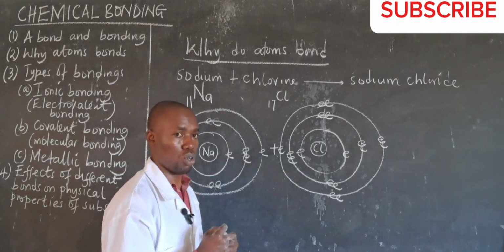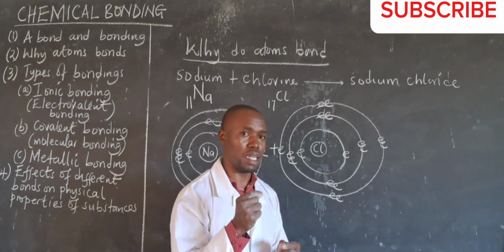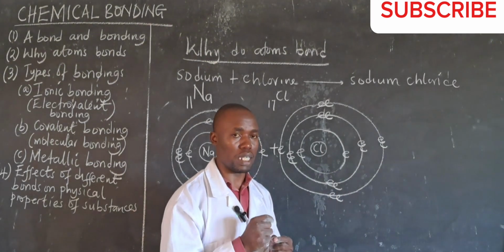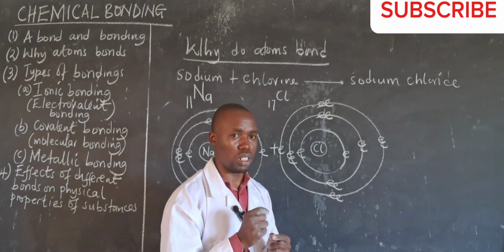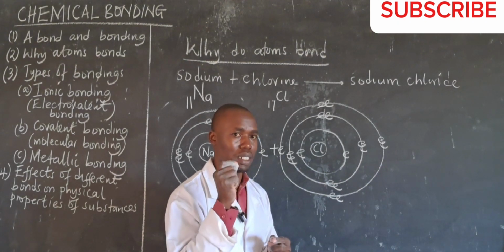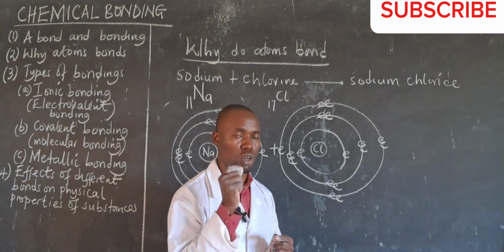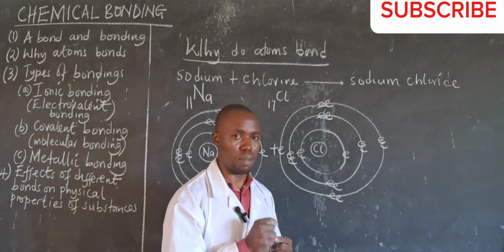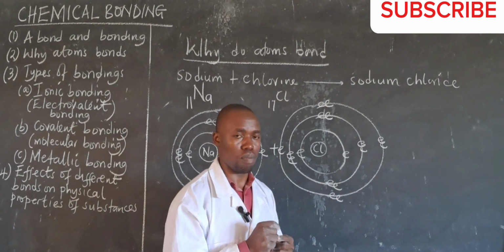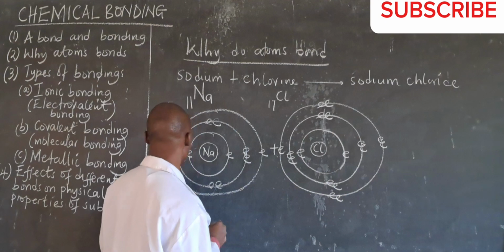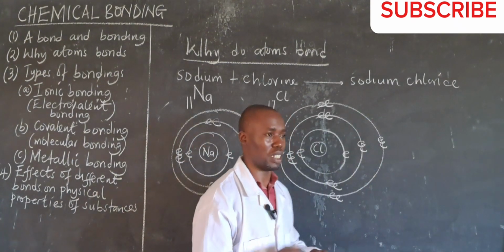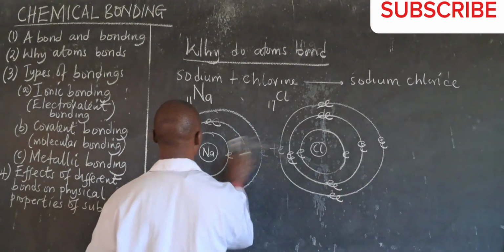So the reason why atoms combine or bond is to attain a stable electronic configuration, having either 8 electrons in case the electrons are many, or 2 electrons if the atomic number is 2 and below. That electronic configuration is similar to the electronic configuration of noble gases, or group 0 elements, group 8 elements. That's why they combine. Now, let us dive into the types of bonding to explain how sodium chloride will be formed after the reaction has taken place.